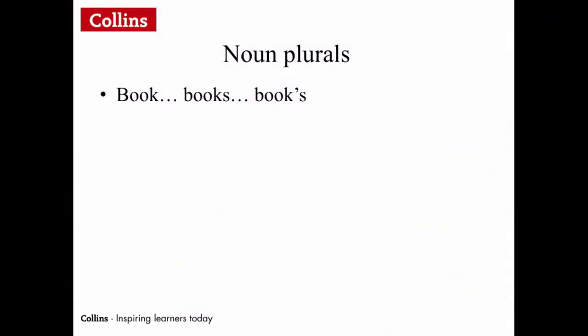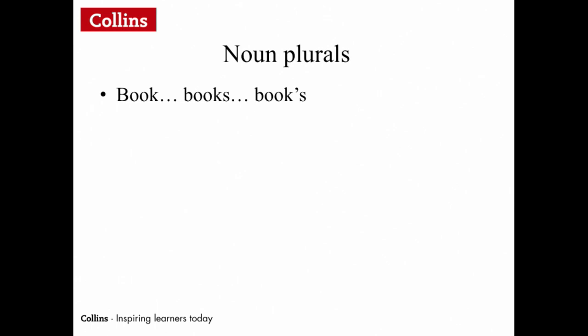Right, the next thing we're going to look at is noun plurals. And this is a very tricky area for us now. We've got lots of irregular plural nouns in English. So this is how nouns work today. Book, singular, books with an S on the end for plural, and book's with an apostrophe S to mark the possessive, the book's cover, the book's title.